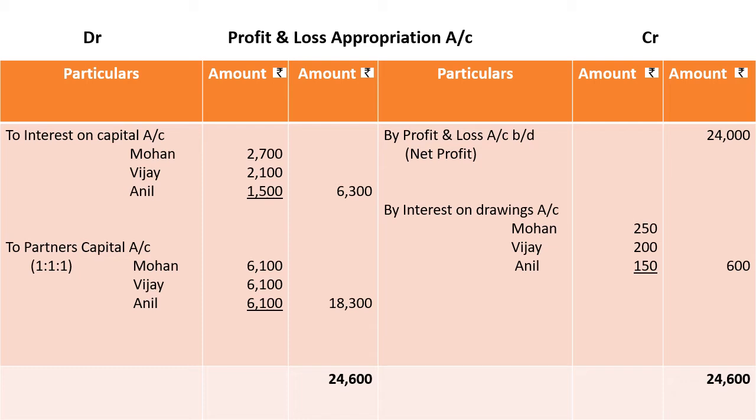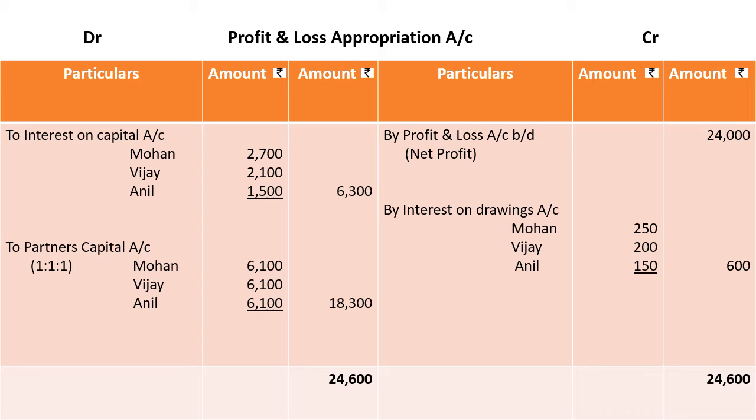Then debit side, interest on capital we have to bring from the workings. Mohan 2,700, Vijay 2,100 and Anil 1,500. So total 6,300. So this 6,300 we have to deduct from 24,600. So we will get 18,300 as divisible profit which must be distributed in their ratio equally. So everybody will get 6,100. So in this way we have to prepare the profit and loss appropriation account.